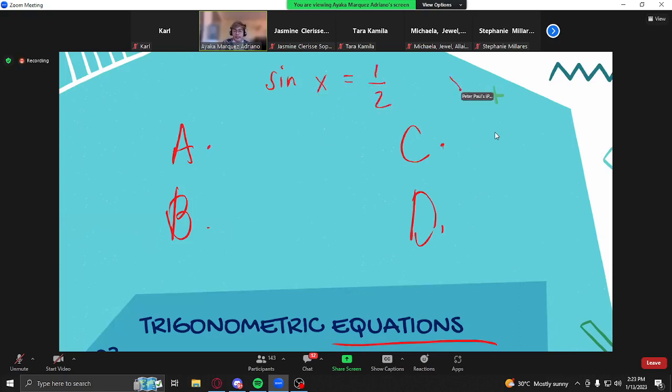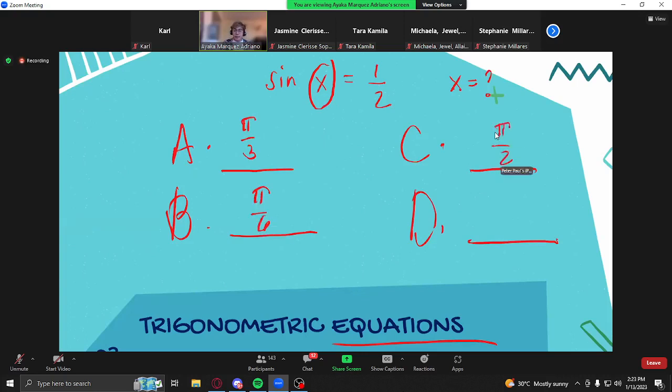Your goal is to find the missing x value. So kailangan alam niyo yung value ng nawawalang x. So nasa mga choices lang naman yung sagot. Halimbawa, pi over 3, pi over 6, pi over 2, or pi. Pag ganyan yung mga tanong sa periodical exam regarding trigonometric equation, all you need to do is to substitute or replace the value of x. At kung sino yung nag-satisfy dun sa condition natin, so that it would be equal to 1/2, then that's the correct answer.